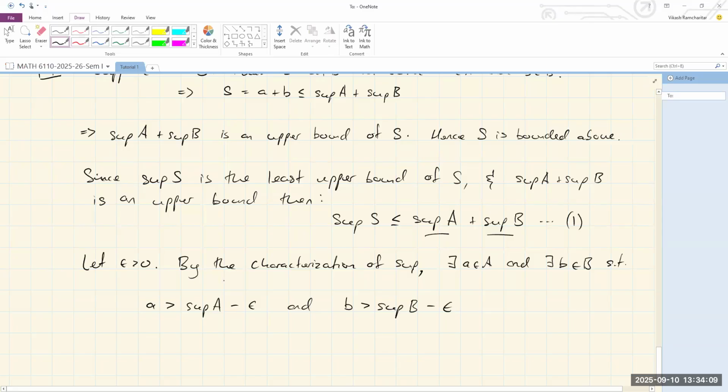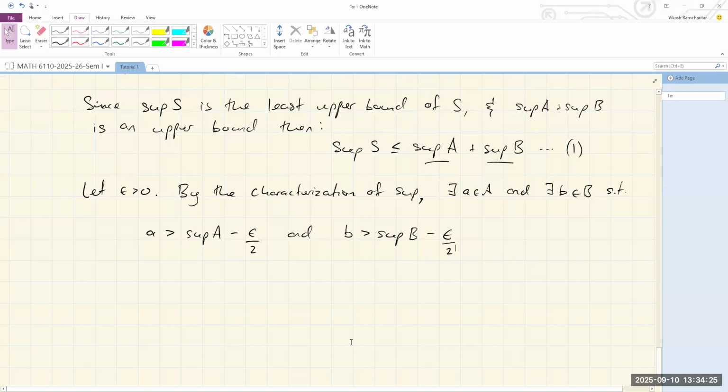To neaten things up in the end, because essentially what I'm going to do is add these two inequalities, you know the trick: you do epsilon over 2 and epsilon over 2, so you get a nice and neat epsilon in the end. But that's just to make things neat. So now I just add these two inequalities, and I get a plus b, the left-hand side, is bigger than supremum A plus supremum B minus epsilon.